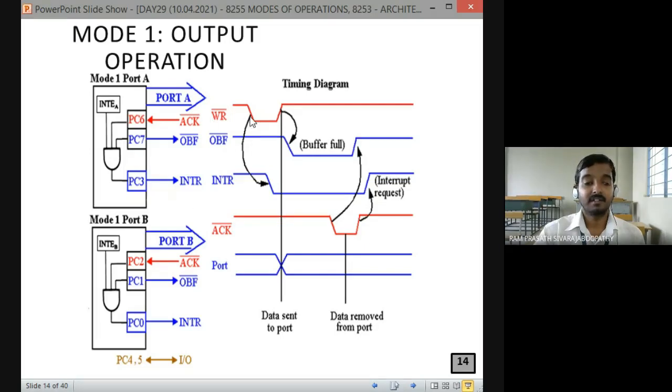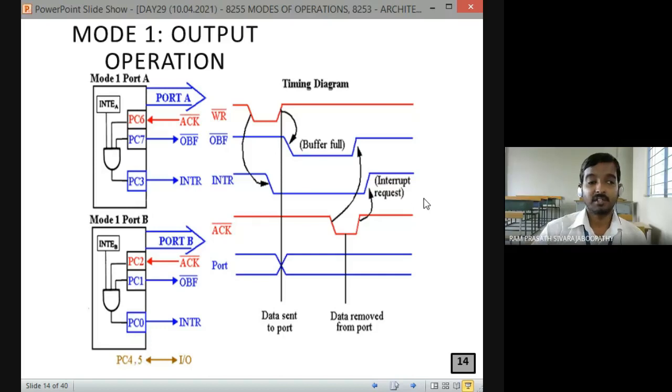See, in the write operation, the interrupt signal is maintained low. Correct? Fine. As soon as the write operation is complete, the interrupt signal goes high. That means what? Interrupt request is enabled. That's all. Okay. So this is the way the output operation happens in mode 1.